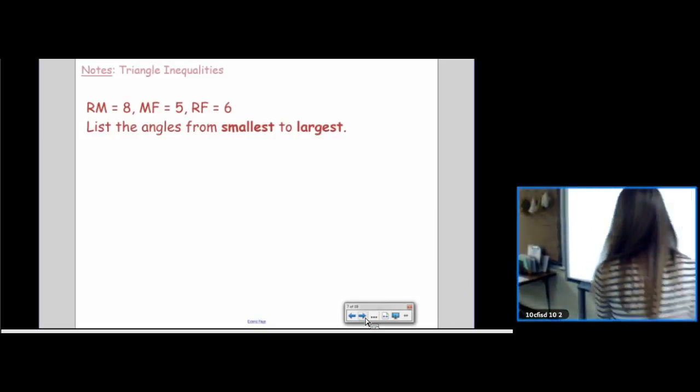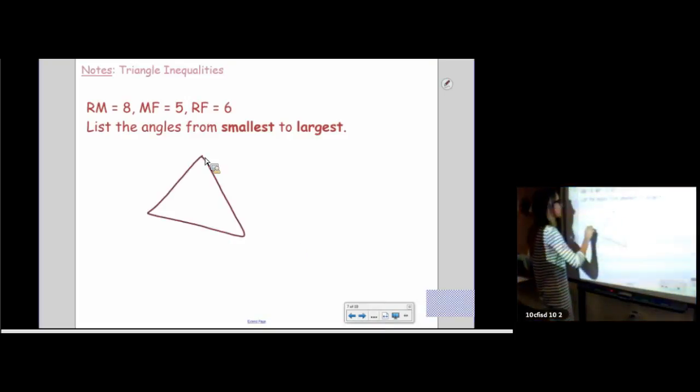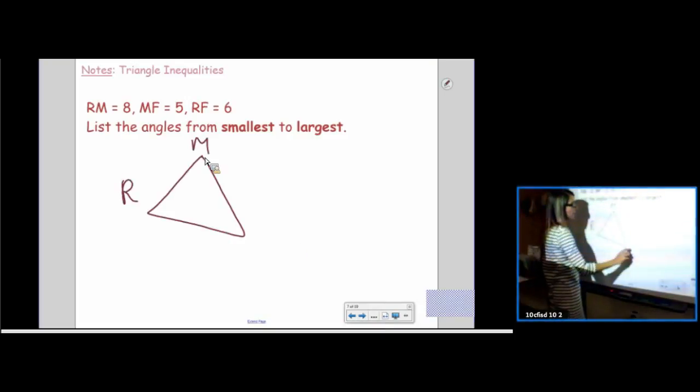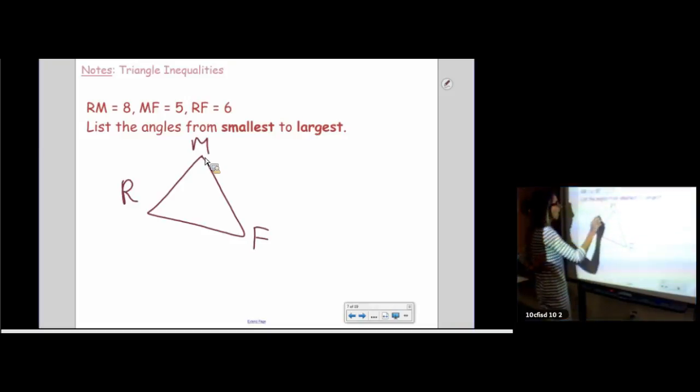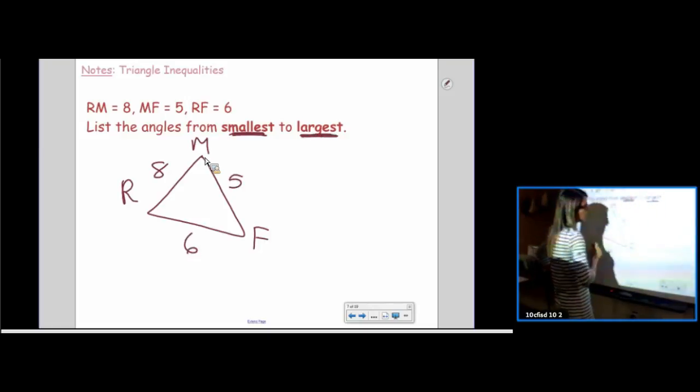Step 1 of this problem, sketch a quick triangle. We've got R, we've got M, and we have F. RM is 8, MF is 5, and RF is 6. List the angles from smallest to largest.